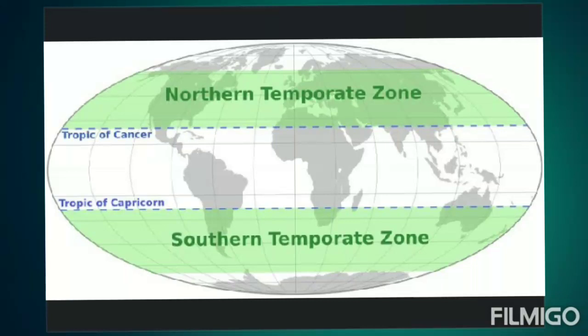So these two zones receive slanting rays of the sun. So they receive less heat in comparison to the torrid zone. Are you getting me? So it is the zone of moderate heat. Both temperate zones are neither too hot nor too cold. So see, most areas of Europe, North America, Asia and South America are in the temperate zone.